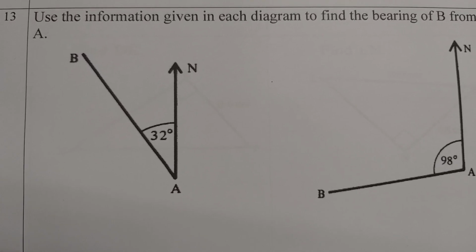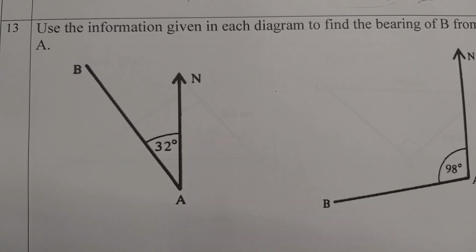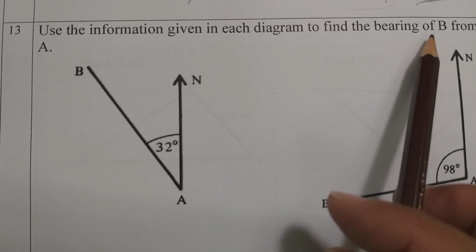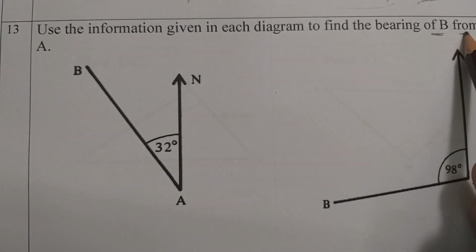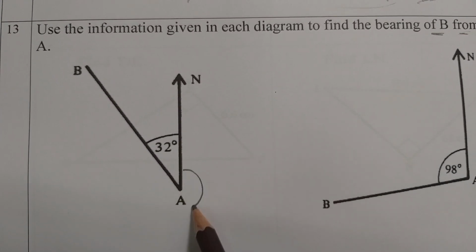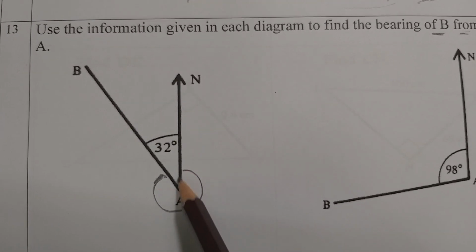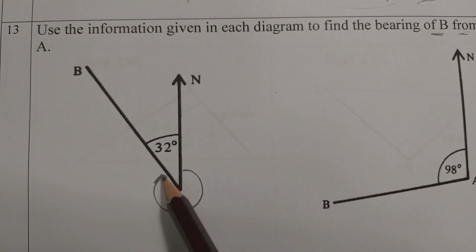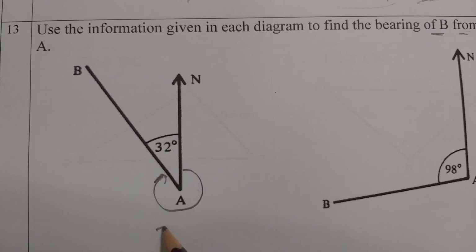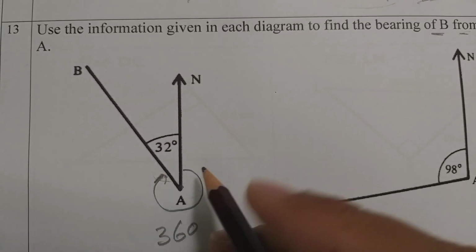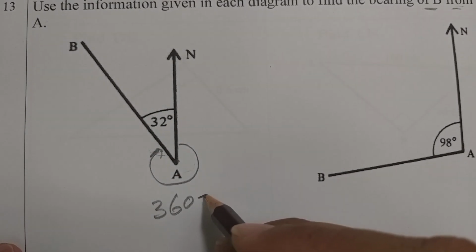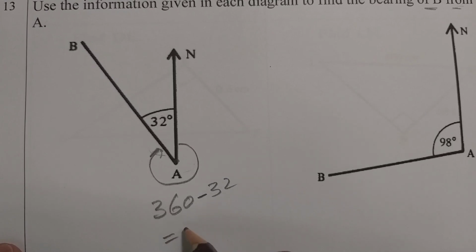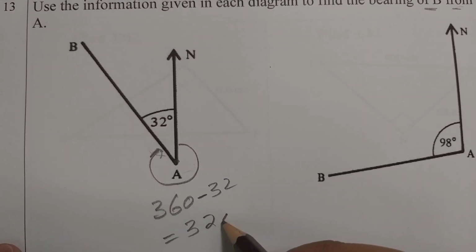Okay, next question is about bearings. In this question we need to find the bearing of B from A, from the starting point, from here to here. We know we start from the north, so north is the zero line. We start from the north and rotate clockwise. The answer should be 3 figures. We are given 32, and the total angle around a point is 360. 360 minus 32 gives us 328 degrees.